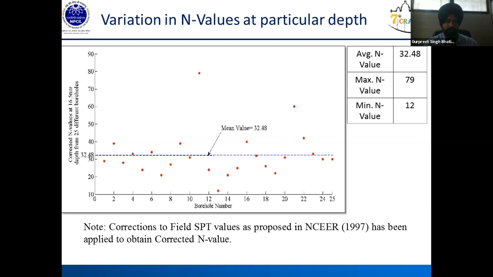Out of those 25 boreholes, when we take out the data, for example, at 16.5 meter depth, this is the variability we have received in a small area. That area is stretching just 200 meter by 100 meter. The average N value at 16.5 meter for all the boreholes is around 32. You can see that the maximum N value is around 79 and the minimum is around 12. So if we take only the minimum value or only the average value, there are chances that at later stages we may encounter some other value and the whole analysis input may change.